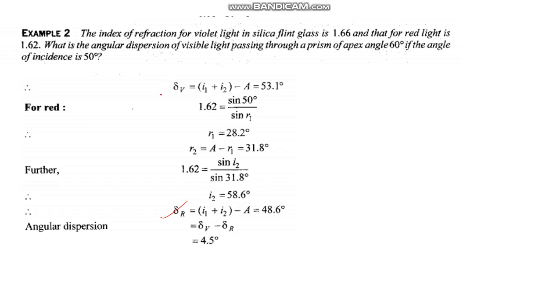So delta v you have to find, delta r you have to find. For red also you have to do the same procedure. Once you do that, you just have to find delta v minus delta r. That is the definition of angular dispersion.